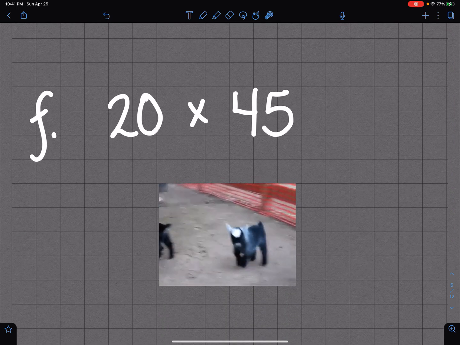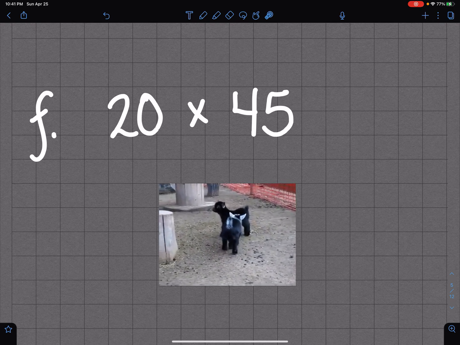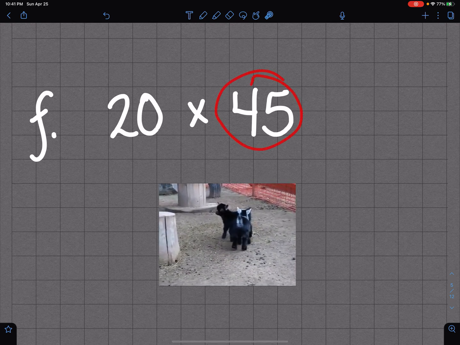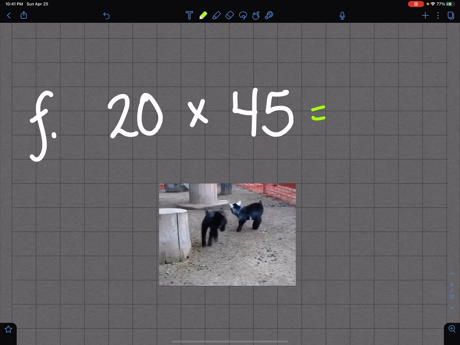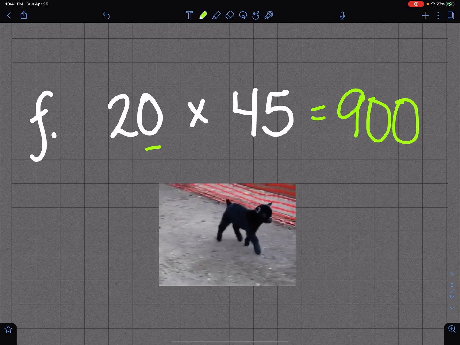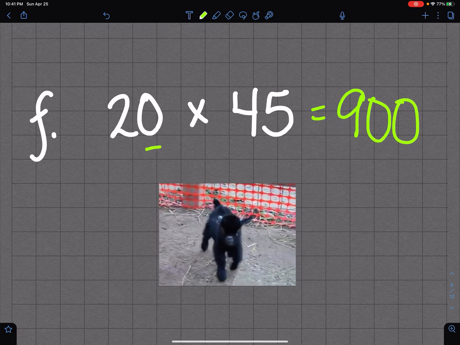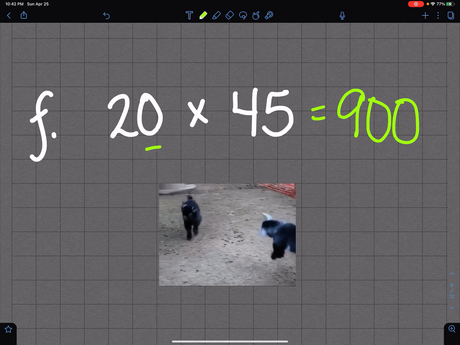F, what is 20 times 45? So you could just do 45 times 2. And then don't forget to add that 0.